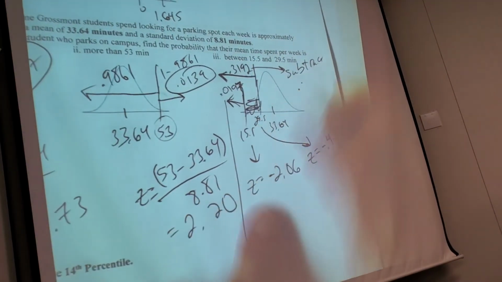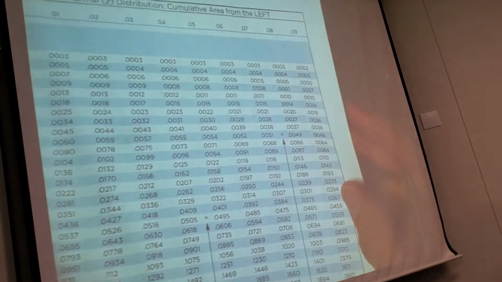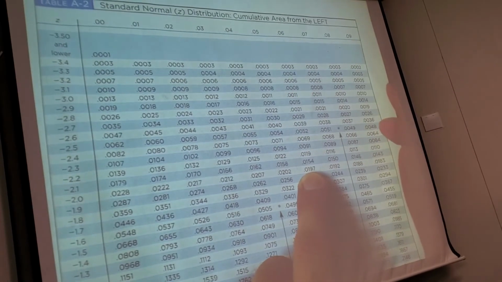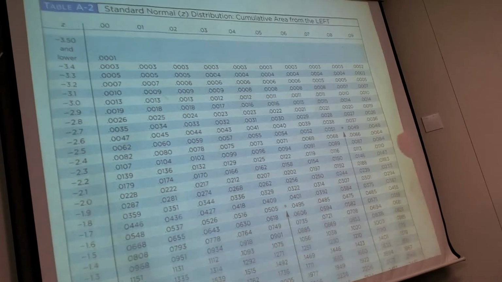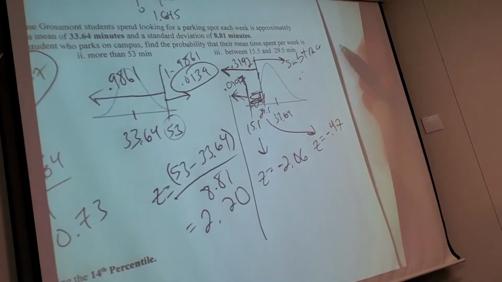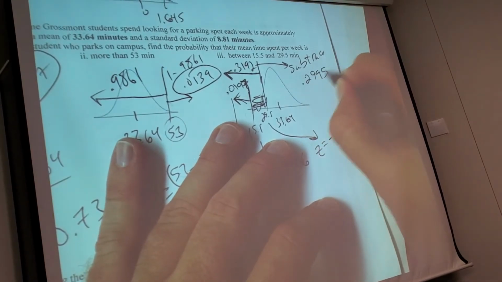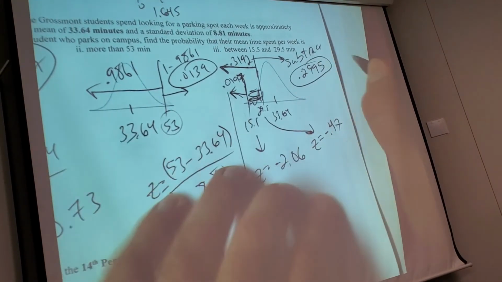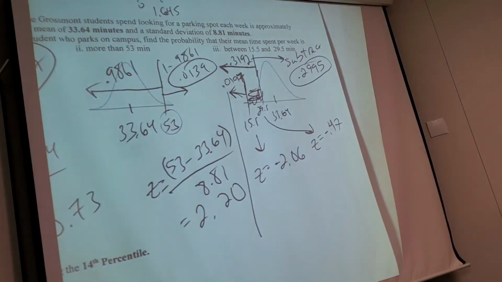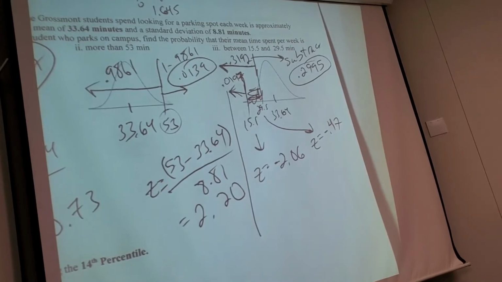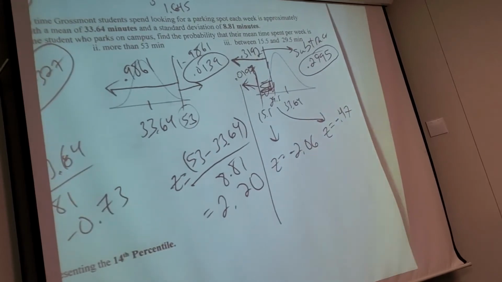When you look up negative 2.06 in the charts, you get 0.0197. So now, when you subtract those, what do you get? 0.2995? So almost 30% of students take between 15 and a half and 29 and a half minutes to find a parking spot each week. That's how to interpret what that means.